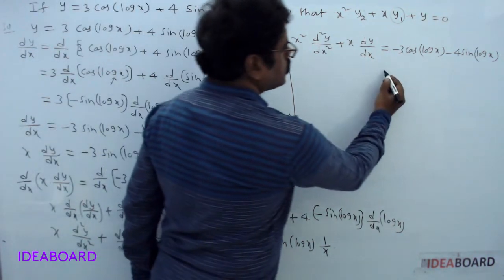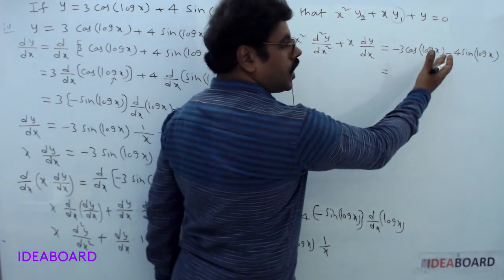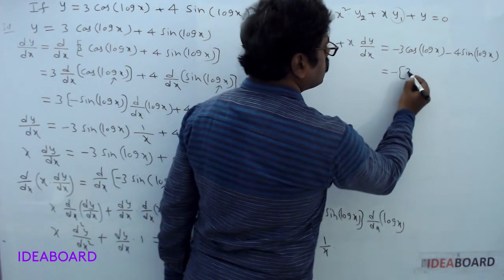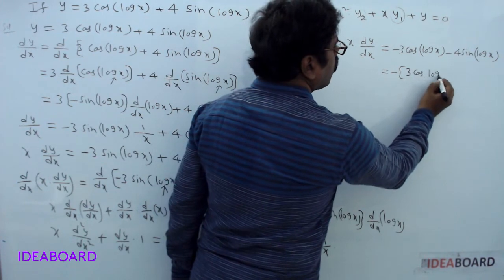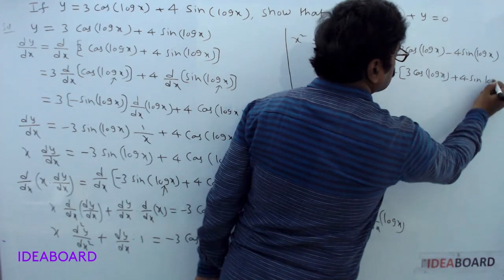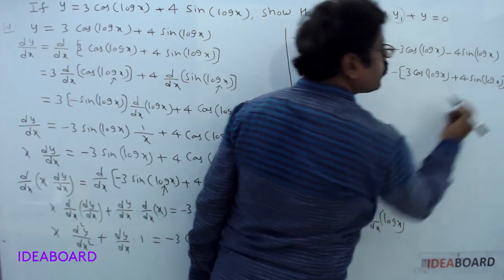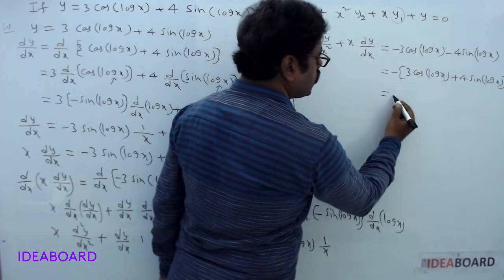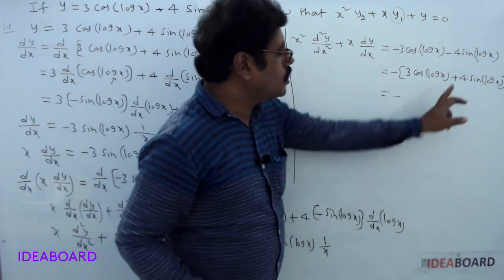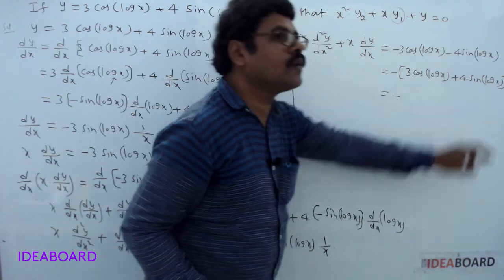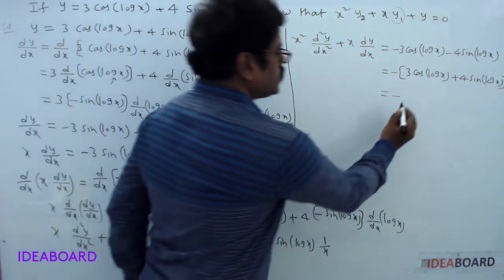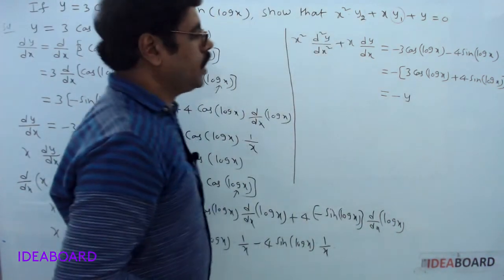Now again this equals to, take the common factor as minus 1 in the right hand side expression, it will be minus 3 into cos of log x plus 4 into sine of log x. Now this equals to, carry this negative sign as it is, 3 into cos of log x plus 4 into sine of log x, that is nothing but your given function y.